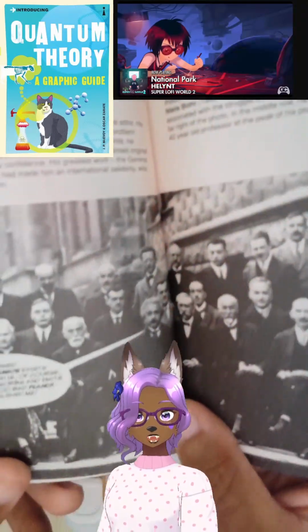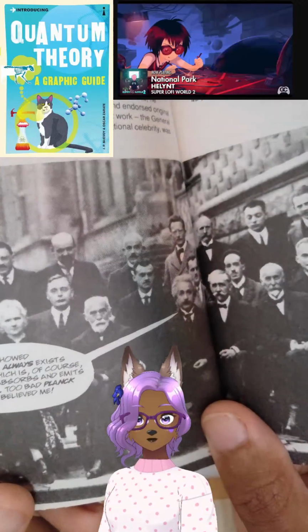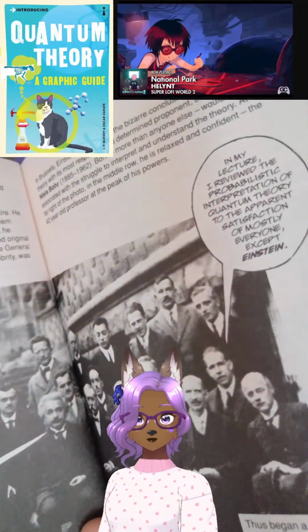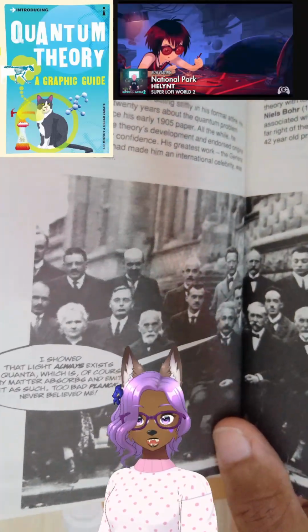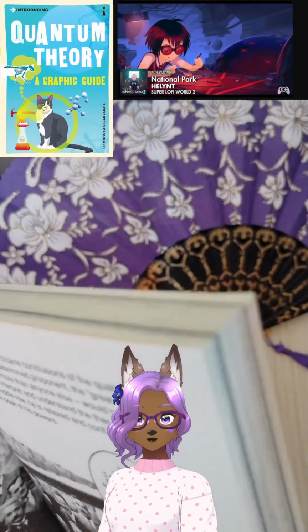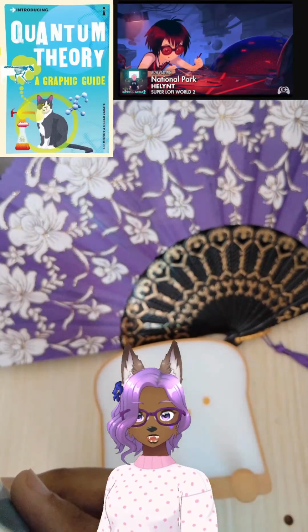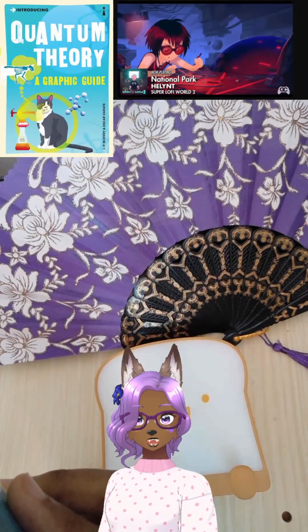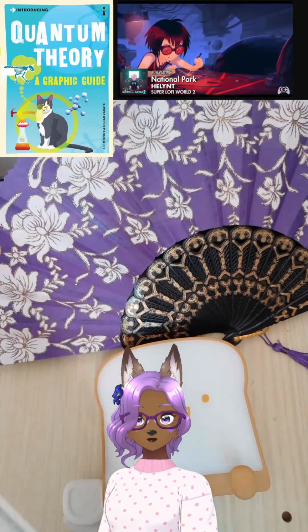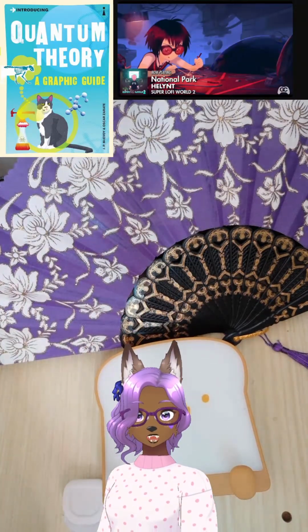So we've got Einstein saying some things here. Okay, got a cat on my shoulder. So there's Einstein chatting. I showed that light always exists as quanta, which is, of course, why matter absorbs and emits it as such. Too bad Planck never believed me. Really? Alright, top of the next page.